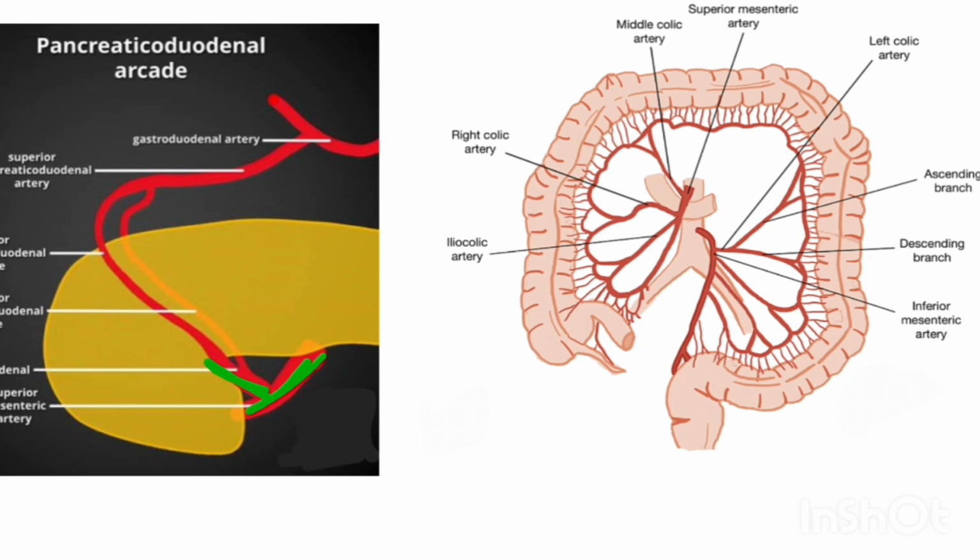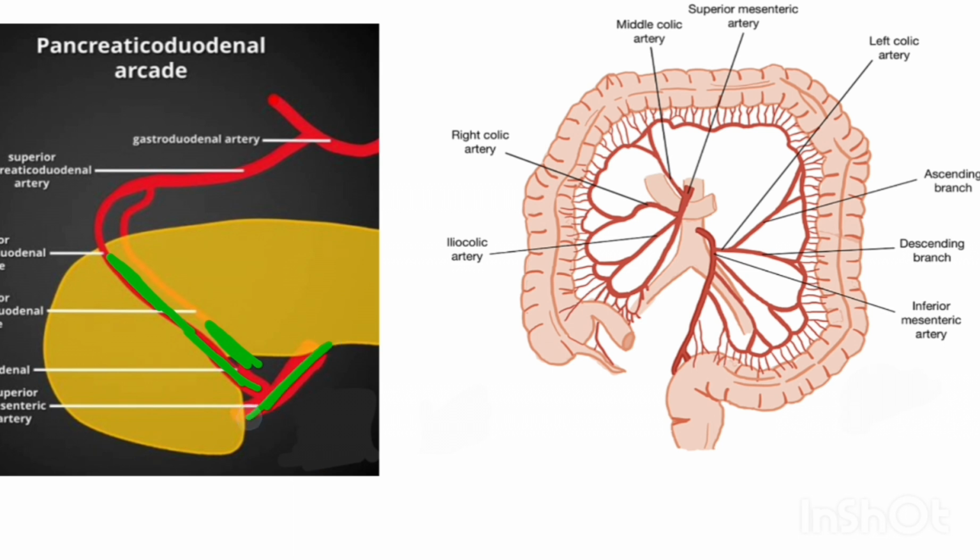This artery is further divided into two, anterior and posterior. The posterior is highlighted here, and this is the anterior, the two divisions of the inferior pancreaticoduodenal artery. The anterior anastomoses with the anterior superior pancreaticoduodenal artery, whereas the posterior anastomoses with the posterior superior pancreaticoduodenal artery. Okay, very simple.